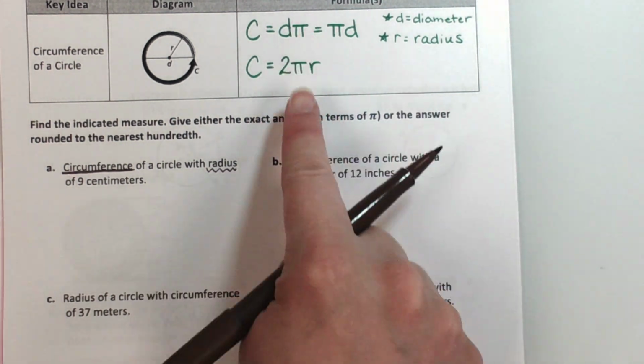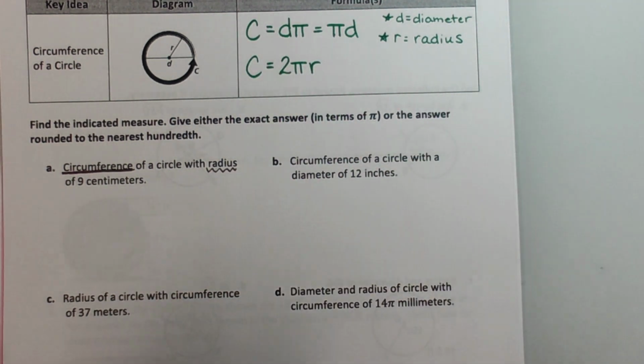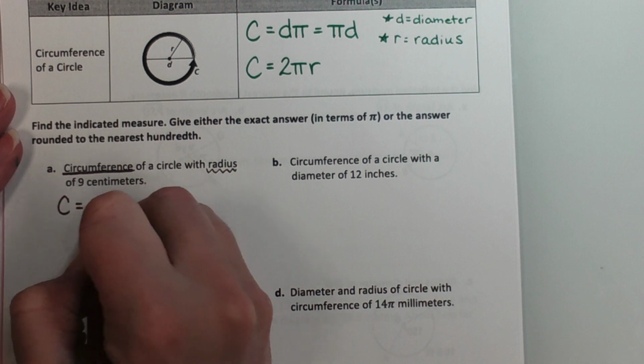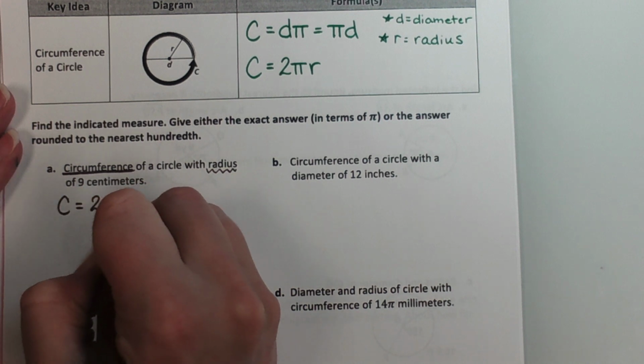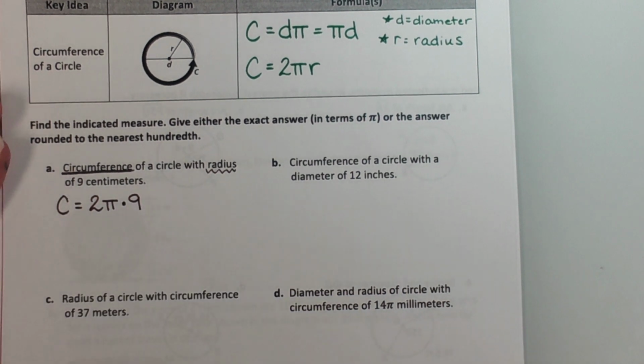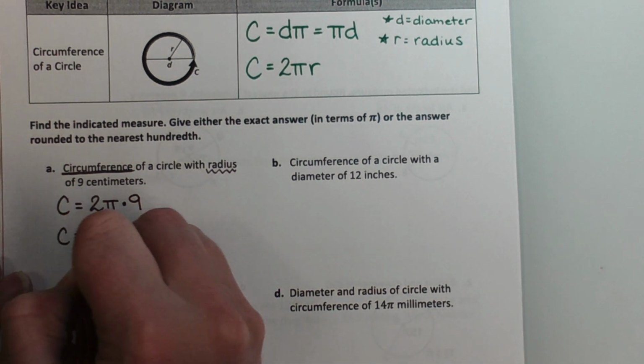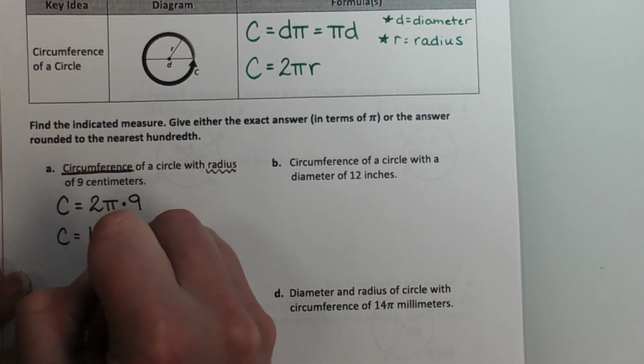Which formula makes more sense to use? The bottom one. Circumference equals 2 pi times 9. An exact answer, you plug the number in, you simplify the numbers. Just the regular numbers, I should say, because pi is technically a number. What's 2 times 9? 18. So this would be 18 pi.